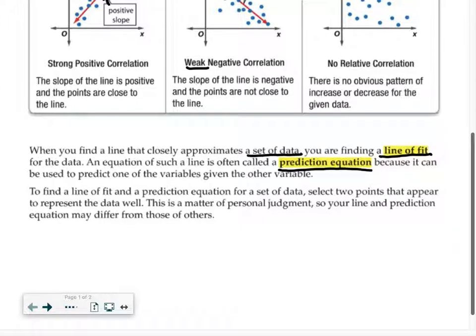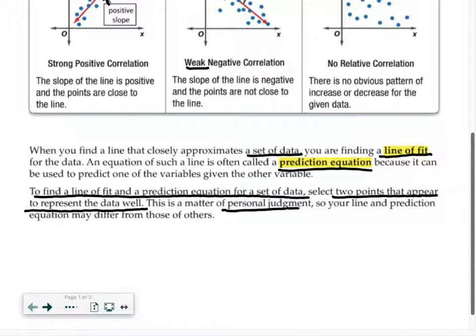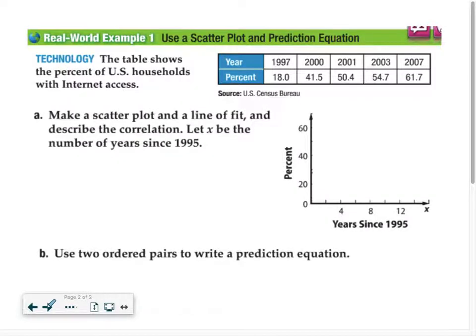Okay, so to find a line of fit and prediction equation for a set of data, what we're going to do, select 2 points that appear to represent the data well. Okay, I'll talk a little more about that when we have an example on the back here. This is a matter of personal judgment. Okay, so it's not going to always be the same for every person in class. You guys might pick a couple different points. Okay, but the line and prediction equation may differ, but they should be similar. Okay, if it's a positive correlation, we should see positive slopes and things like that.